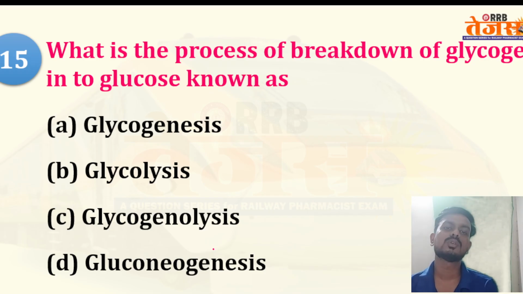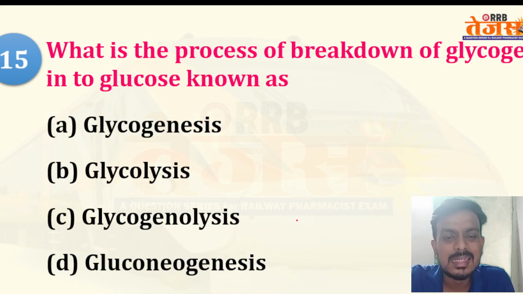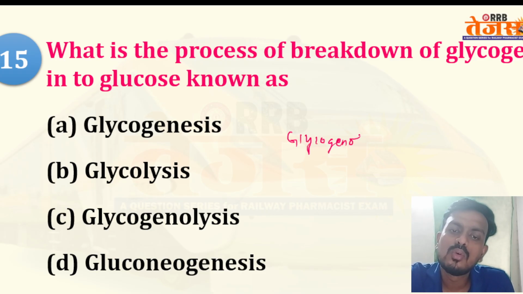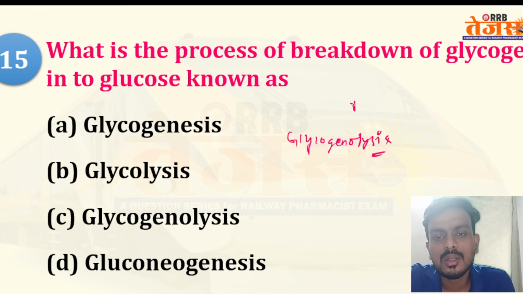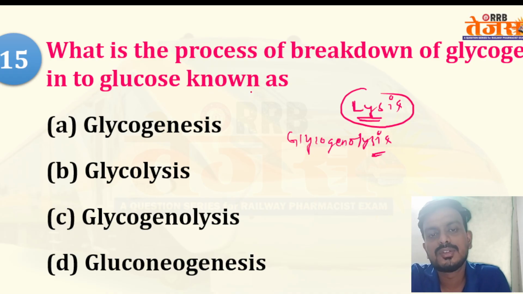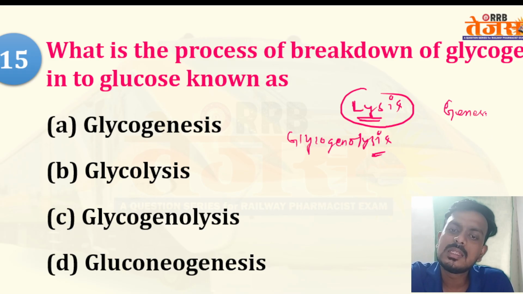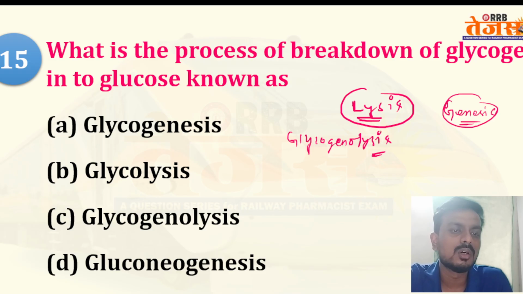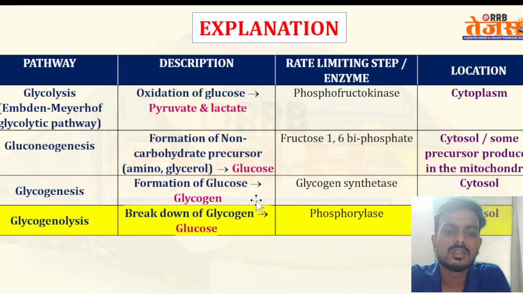Next question is, what is the process of breakdown of glycogen to glucose? When glycogen is breaking down into glucose, this step is called glycogenolysis, because when we talk about breakdown, the term lysis stands for the breakdown process. If the term genesis is there, genesis means synthesis. So you have to remember the difference between the two terms. Okay, next, move to the next question. Yes, option C will be the right answer, glycogenolysis.